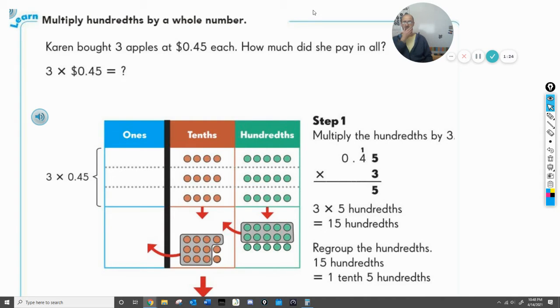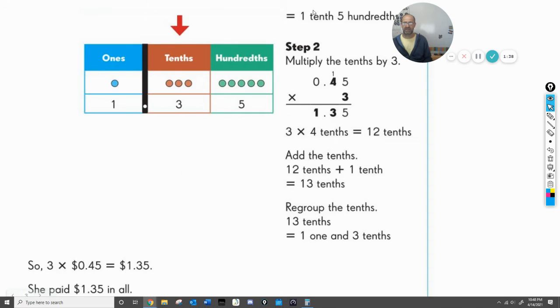And then what you're ending up with is 12 tenths and 15 hundredths. Take 10 tenths, bump to the ones place. Take 10 hundredths, bump to the tenths place. This is really more complicated than it needs to be. And you get 1 and 35 hundredths. Lo and behold, if you ignored the decimal and multiplied 45 times 3, you'd get 135. The key is the placement of the decimal. So all in all, she paid $1.35.